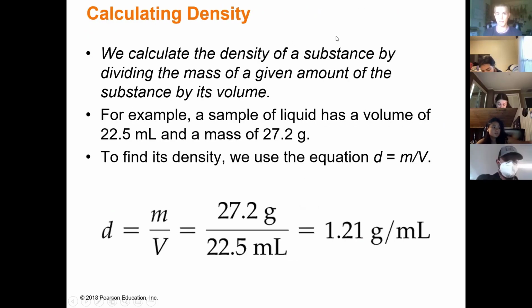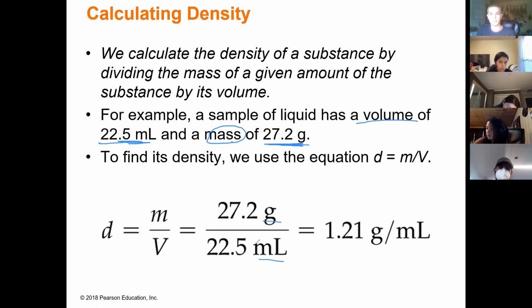If we look at a problem here, this says we calculate the density of a substance by dividing the mass by the volume. We have a liquid sample with a volume of 22.5 milliliters and a mass of 27.2 grams. Really start getting in the habit: that gram value is talking about mass, and the milliliter is talking about volume. So gram on top, milliliter on the bottom.